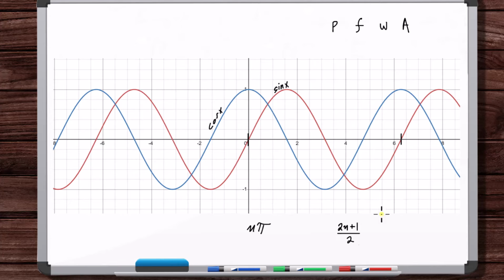Now for the cosine graph, the x-intercepts are going to be at (2n plus 1) over 2 times pi. And then the peaks and the valleys are going to be at n pi.